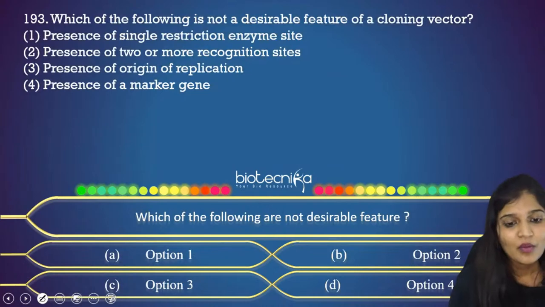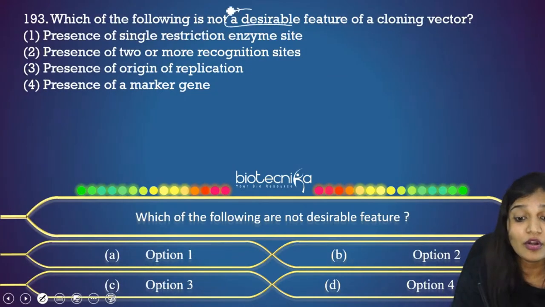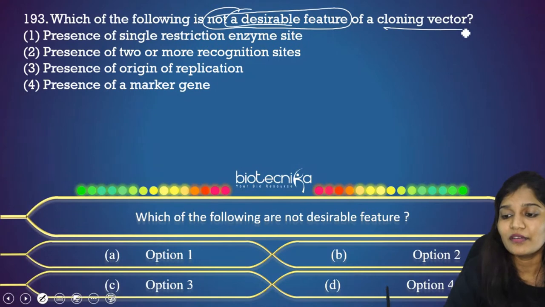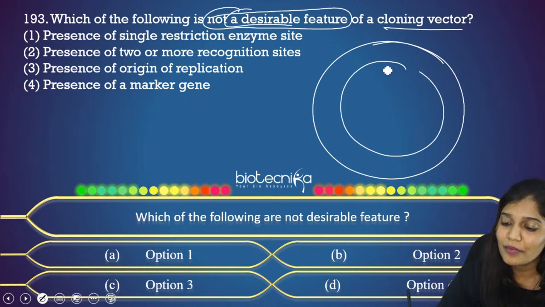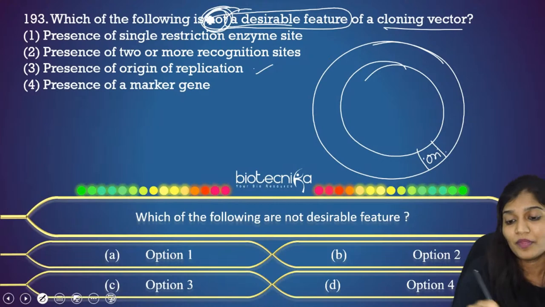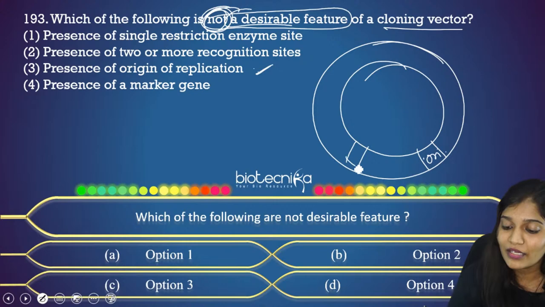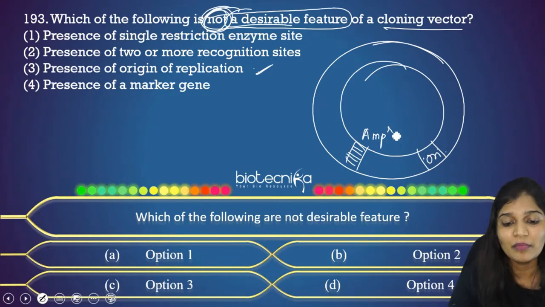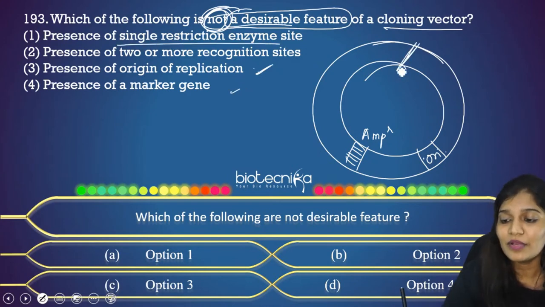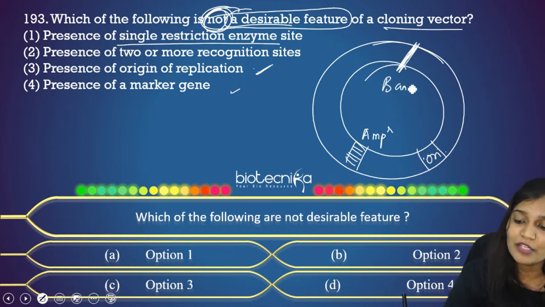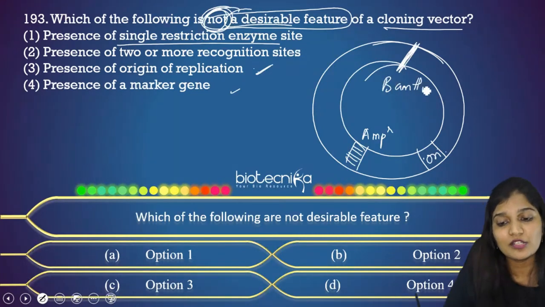Yes. Next one. Which of the following is not a desirable feature of a cloning vector? If you're going to talk about a vector or a plasmid, usually they have an origin of replication, the ORI region, correct? So this statement is correct, but you have to find out which is not. The presence of a marker gene, yes, they will have a marker gene. Definitely some ampicillin resistant or tetracycline resistant will be there. This is a correct statement. And presence of a single restriction enzyme site, yes, they will have restriction sites like BamHI present. This is also a correct statement.